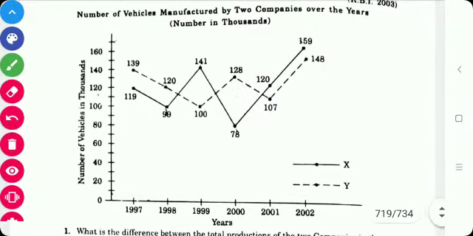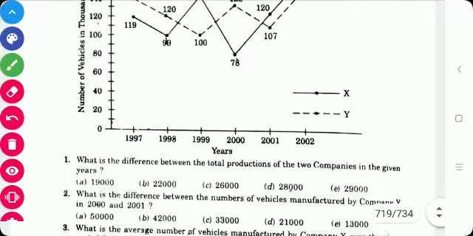On the x-axis there are years and on the y-axis there are number of vehicles in thousand. This solid line is for company X and the dotted line is for company Y. So according to that we will answer the questions. First question is, what is the difference between the total production of the two companies in the years?